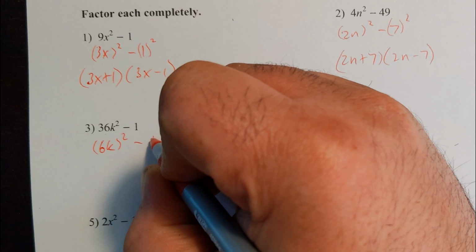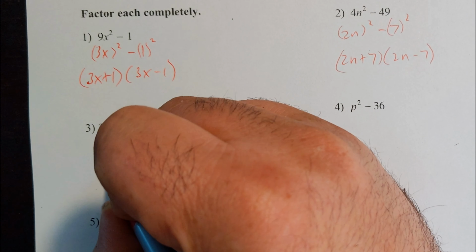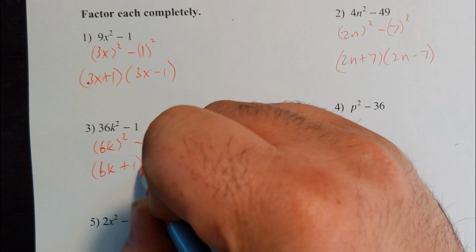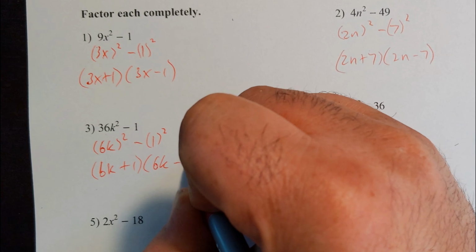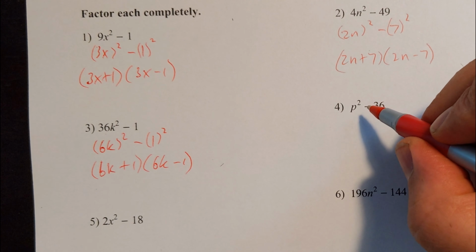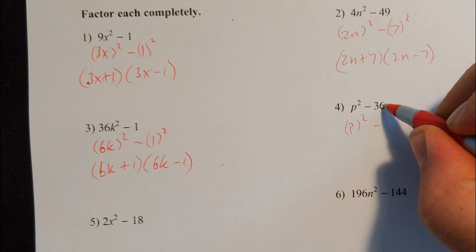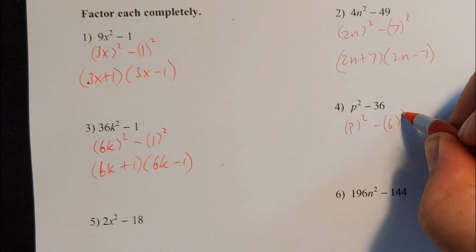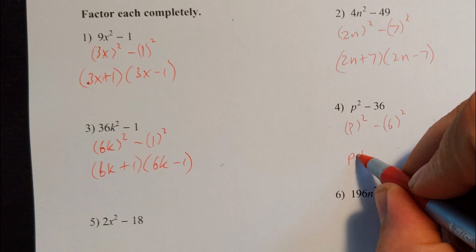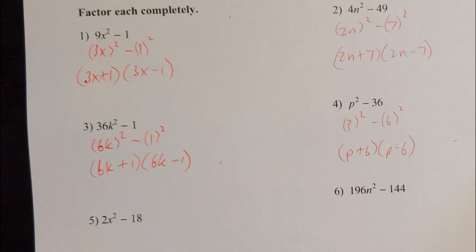36k squared, that's 6k being squared. And then 1 is 1 being squared. So you have 6k plus 1 and 6k minus 1. For number 4, p squared is just p being squared, and 36 is 6 being squared. So it's p plus 6, p minus 6.